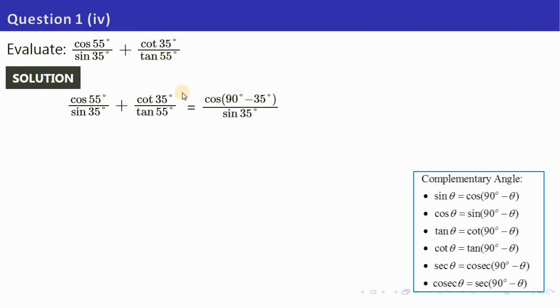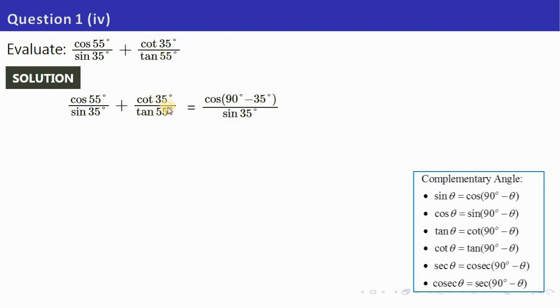Now what is this cos(90 minus theta)? Let us go to the formula. The formula says cos(90 minus theta) is how much? Sin theta, right? If you compare this with this, what is the value of theta here? Theta turns out to be 35. So cos(90 minus theta) becomes sin theta, that is sin 35.